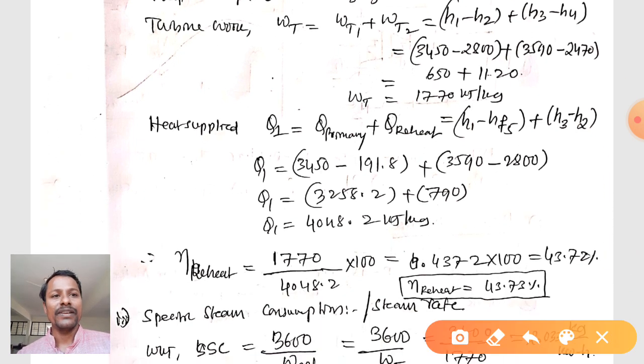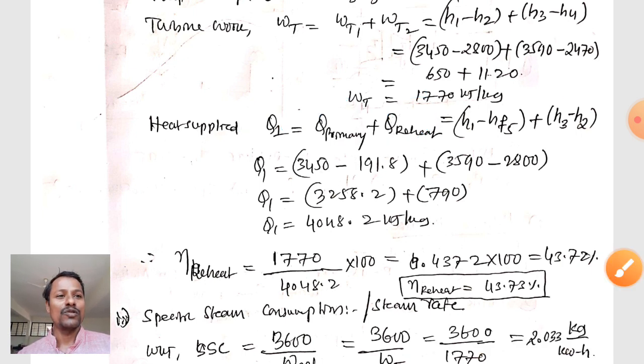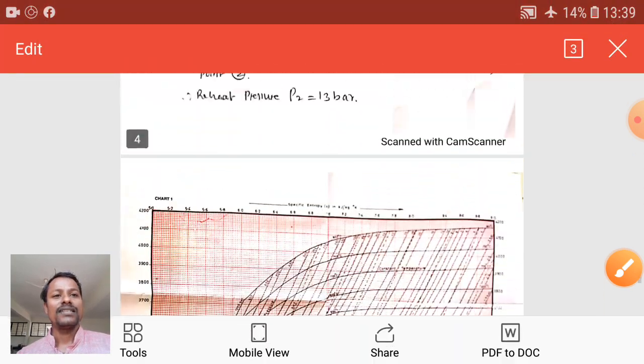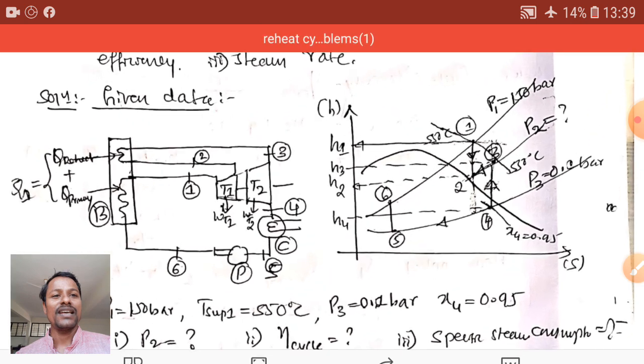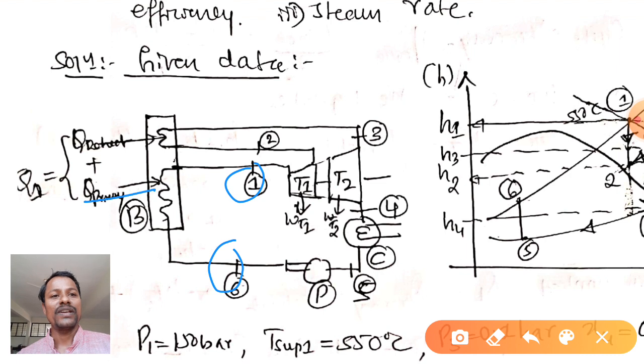Similarly, I want heat supplied also to calculate the thermal efficiency. So in the reheat cycle we already know heat supplied Q1 is Q primary plus Q reheat. So Q primary is happening between 1 and 5, that is H1 minus HF5, and again reheat is happening between 3 and 2, that is H3 minus H2. So it is very clear from the schematic diagram. Here between 1 and 6 we are adding Q primary. HF6 is equal to HF5, so we know from the theory discussion, and again between 2 and 3, that is 3 and 2, here we are supplying Q reheat.